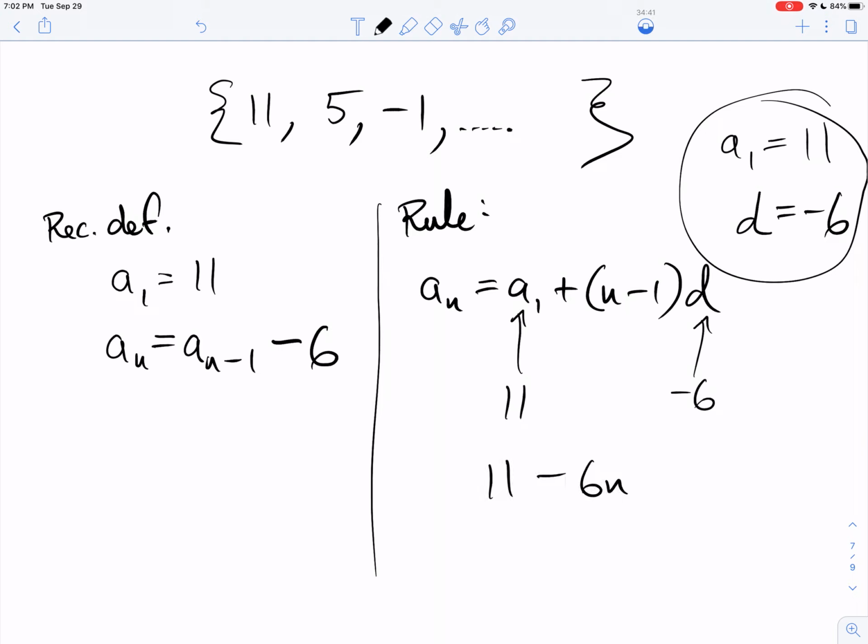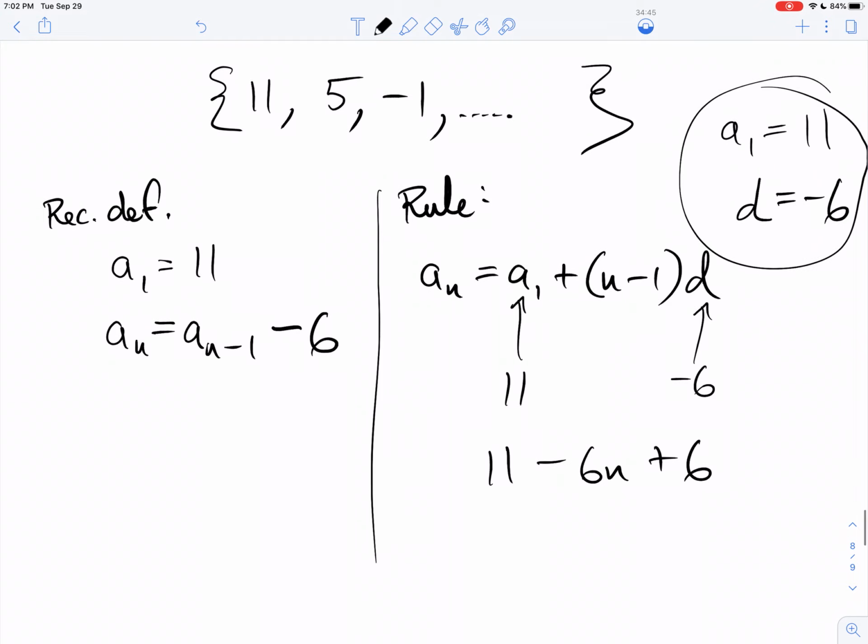I'm going to end up with this, it looks like. And then I'm going to say my rule... My rule is negative 6n plus 17. And you go, I wonder if that's right.